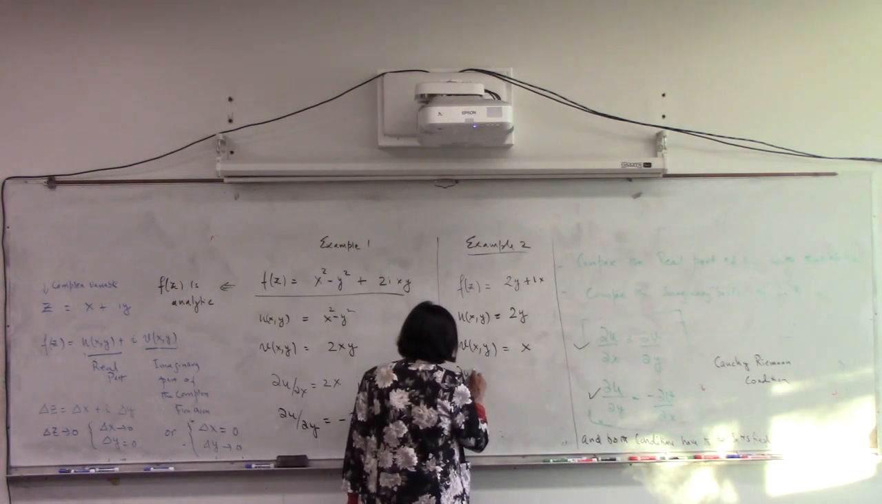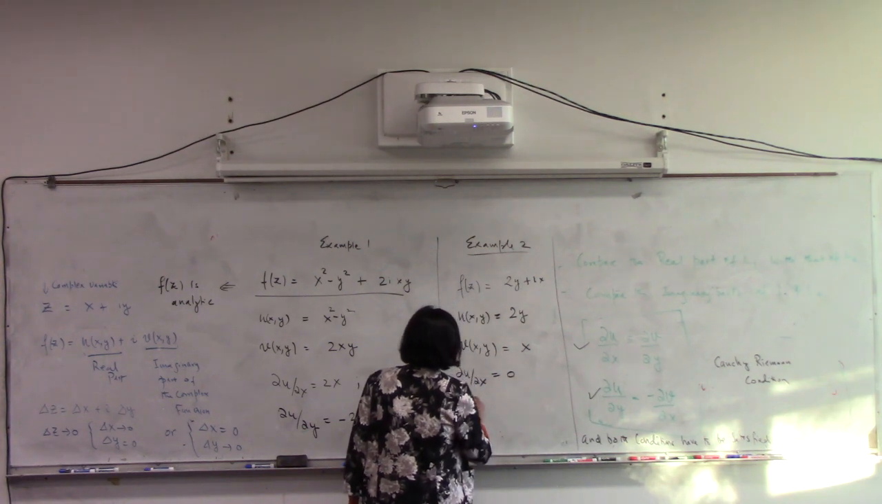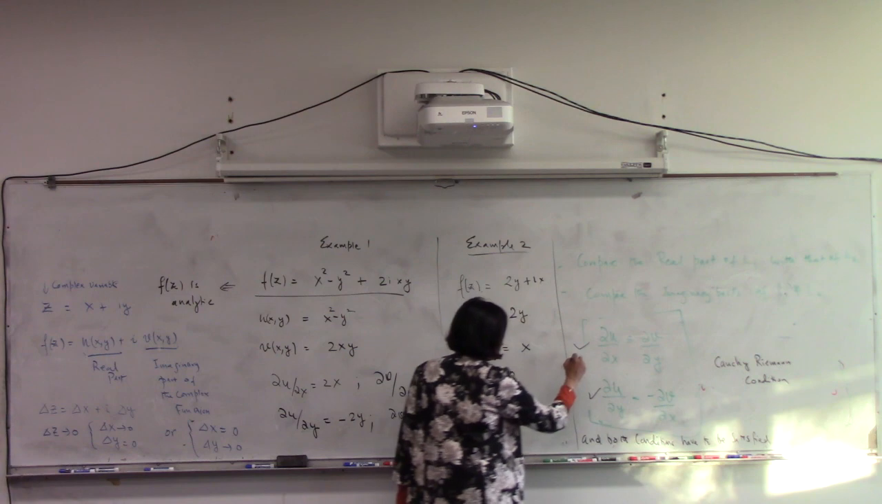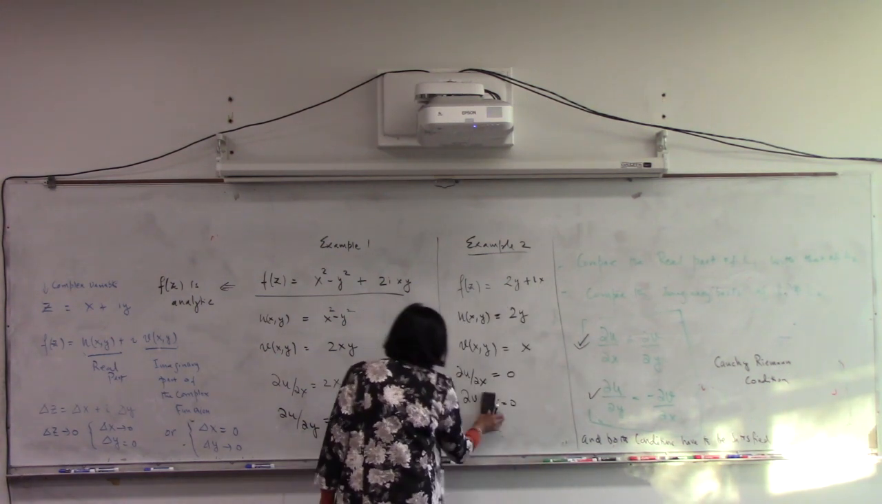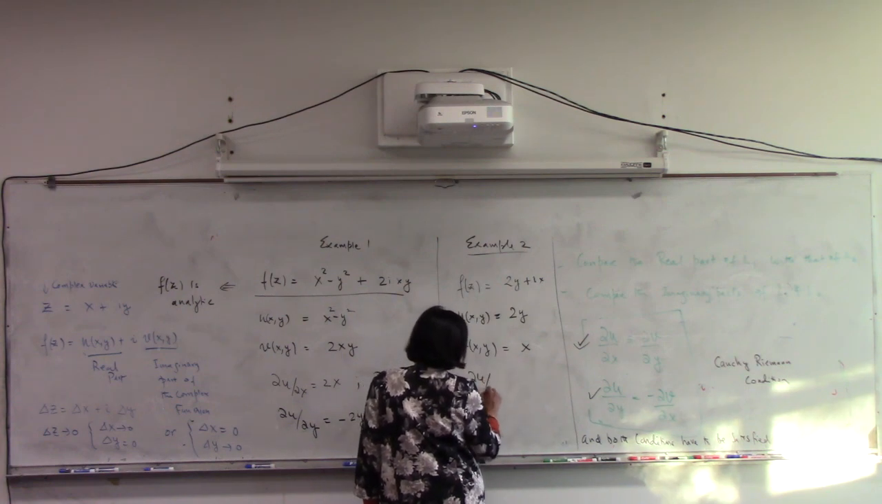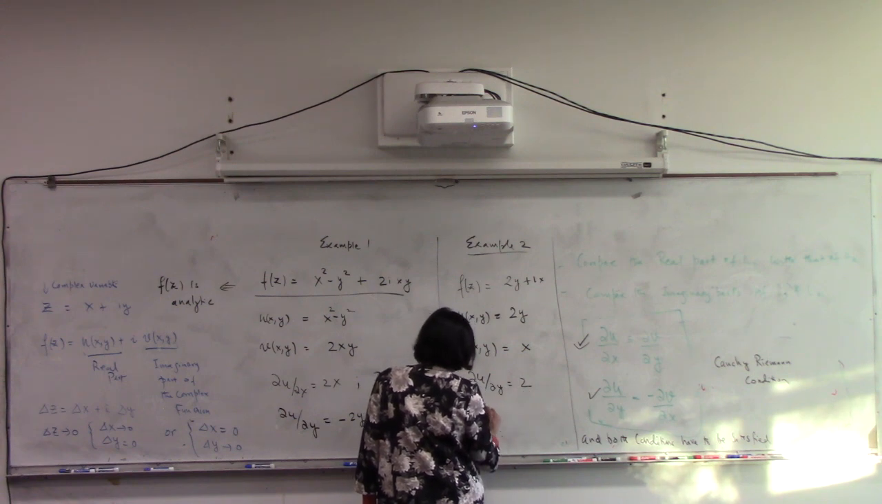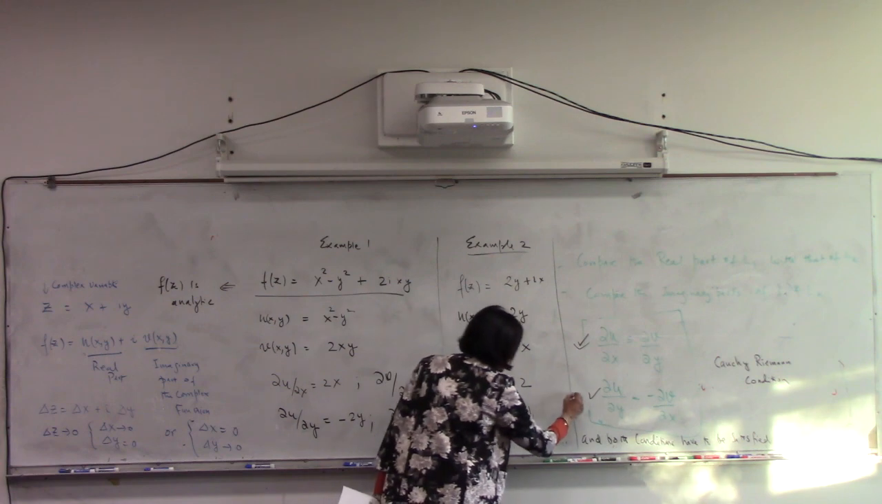Partial u with respect to x is 0. Partial v with respect to y is 0. So this condition is satisfied. Okay. What about the next one? Partial u with respect to y is 2, and partial v with respect to x is 1. So this condition is not satisfied.